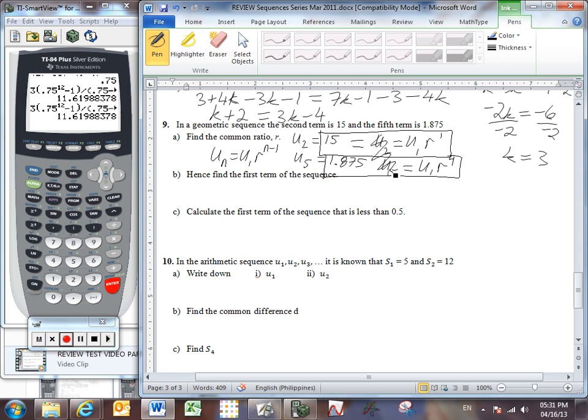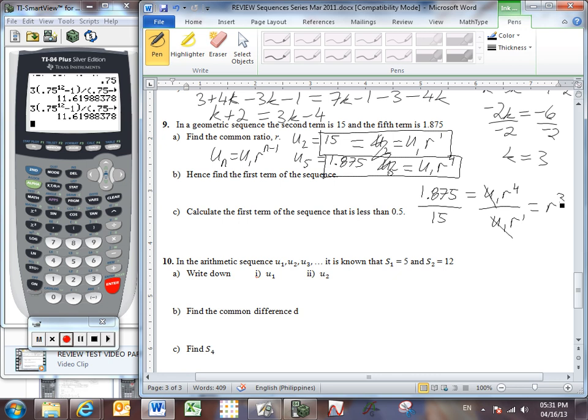Okay, let's just get rid of those things. So 15 equals u1r, 1.875 equals u1r to the 4. Let's divide one term by the other. You're going to find it's always easier to put the bigger r on top. So I'm going to put 1.875 equals u1r to the 4, and we'll divide it by the other one, 15, and this one was u1 times r to the power of 1. The u1s will cancel, that's the beauty of this system. And you'll have r to the 4 over r to the 1, which equals r cubed.